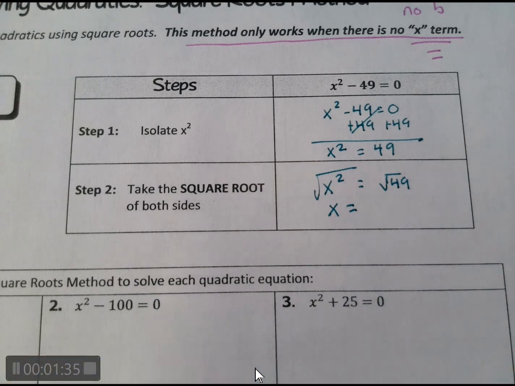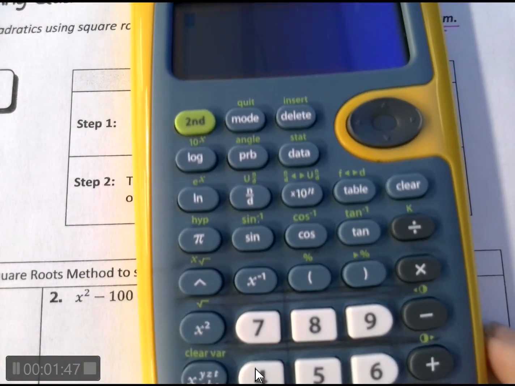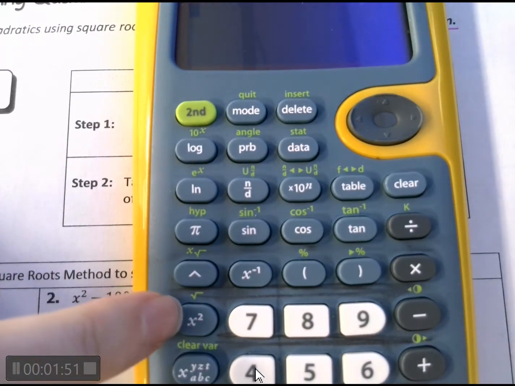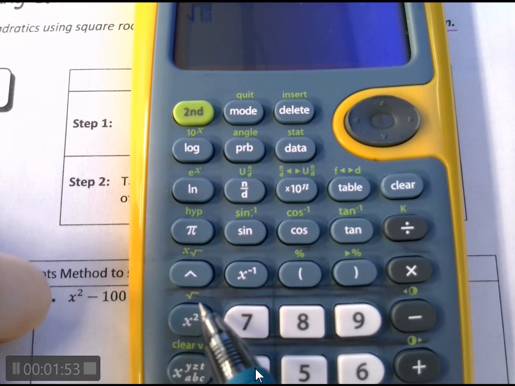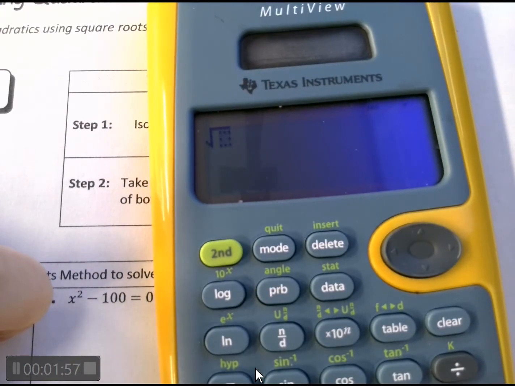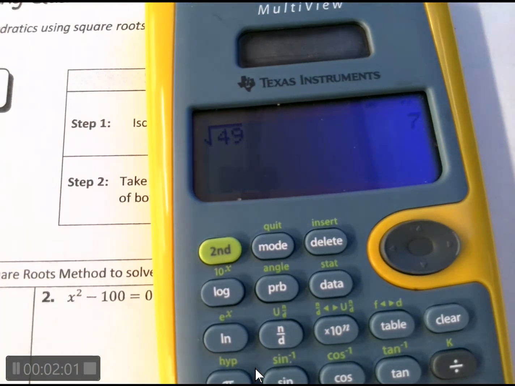into your calculator. So you grab your calculator, and you make sure it's turned on. And then you press the second button, and you press this button, because if you see in green, it has that symbol that I just drew. And it's going to look like that. And then you're going to put 49. And it's going to give you positive 7. Okay?